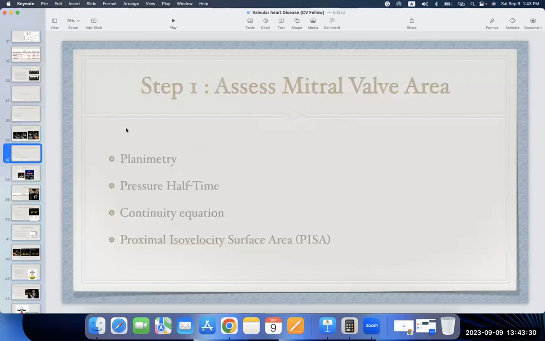So let's say that you have significant restriction and you want to assess the severity of the mitral stenosis. This is the way that we do it. First, the mitral valve area. The mitral valve area is the gold standard to assess the severity of mitral stenosis. There are 4 ways to do this. You can do planimetry, which is the gold standard, and you can use the pressure half-time, continuity equation, and PISA. PISA can be used both to calculate the area of the valve and also the severity of the regurgitation.